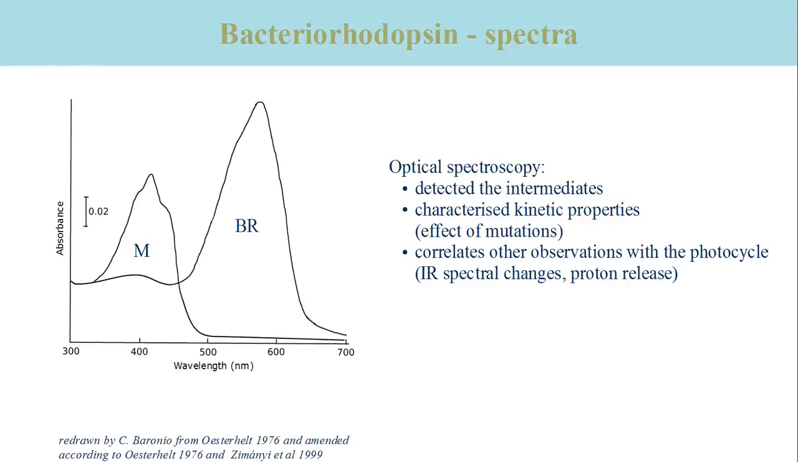These spectral differences can be exploited to study the photocycle of Bacteriorhodopsin. For example, one can find out how fast the M intermediate forms. For this, one measures the absorbance at 400 nanometers, for example. Such a measurement will show an increase in absorbance when the M intermediate forms. By repeating such measurements at different wavelengths, optical spectroscopy has detected the intermediates in the photocycle and characterized the number and kinetic properties of them.